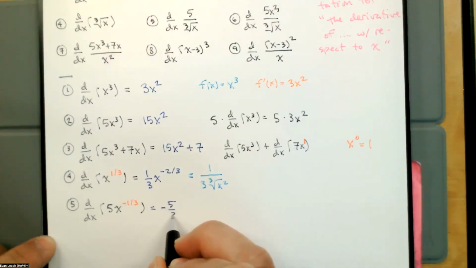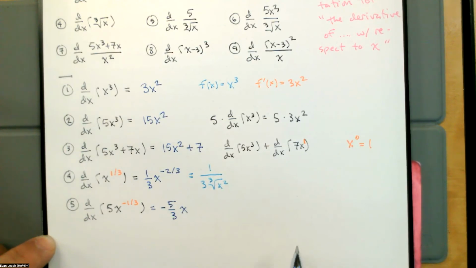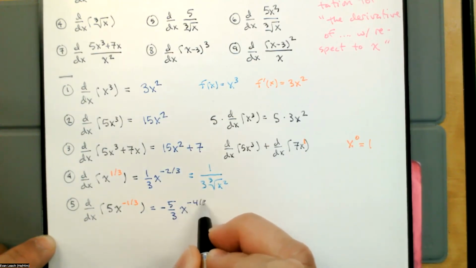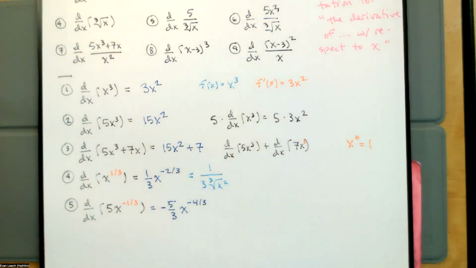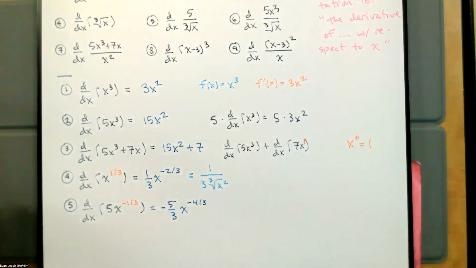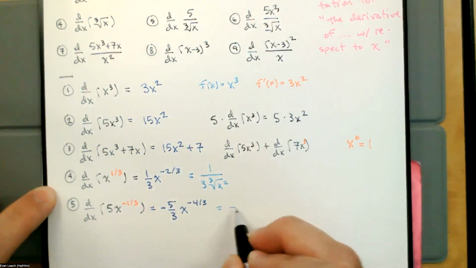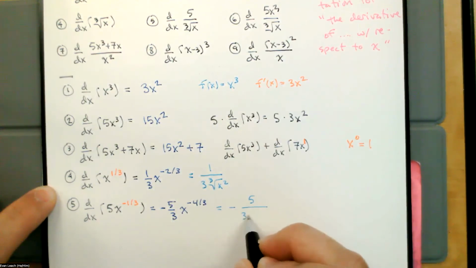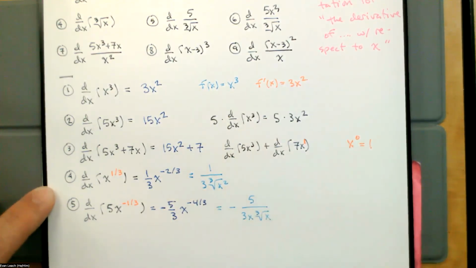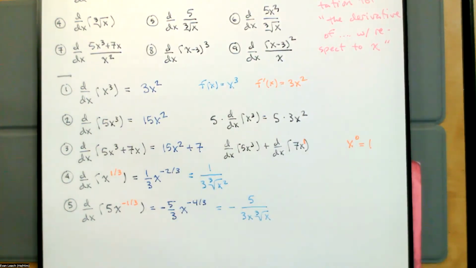Negative 5 over 3 x to the negative 1 1/3, or negative 4/3. Excellent. We could simplify that, put the x to the 4/3 in the denominator and write it as x cube root x if we want to be fancy and simplify. I suppose if we wanted to be more fancy, we could rationalize those denominators. But I've already said that I'm okay with radicals being in denominators. We have calculators for that kind of business.